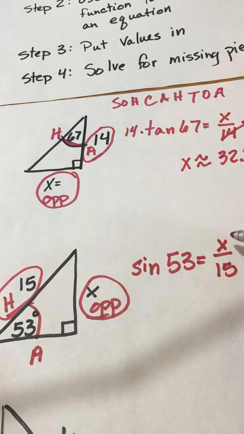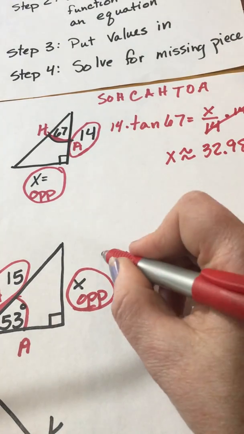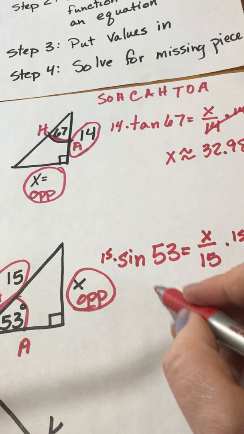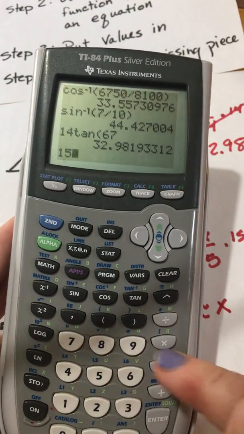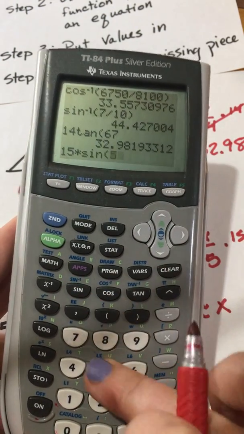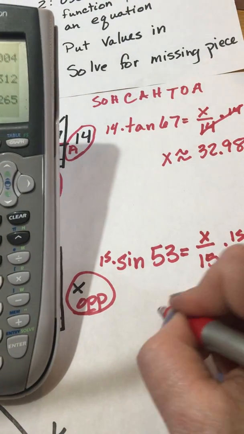Again, X is up high, so we multiply. So you're gonna multiply both sides by 15. You will get 15 times the sine of 53, and I'll type that in. 15 times sine 53, and I get about 11.98.